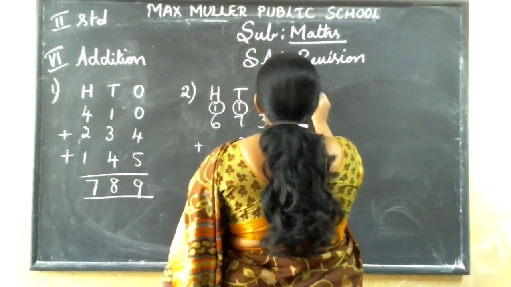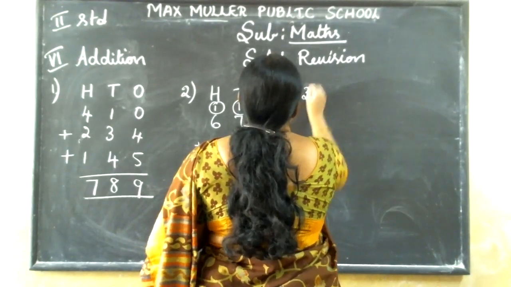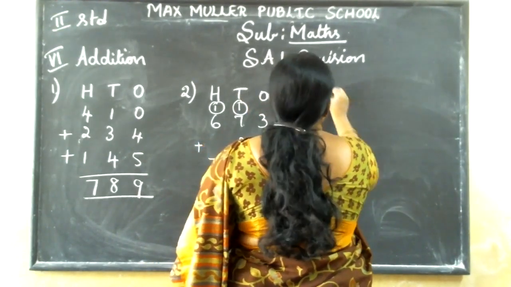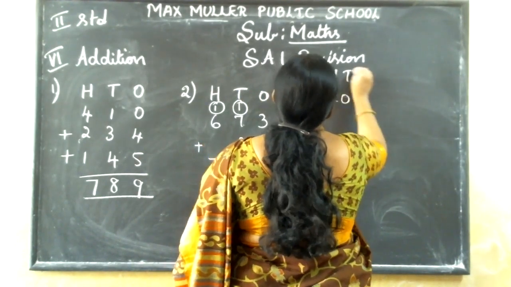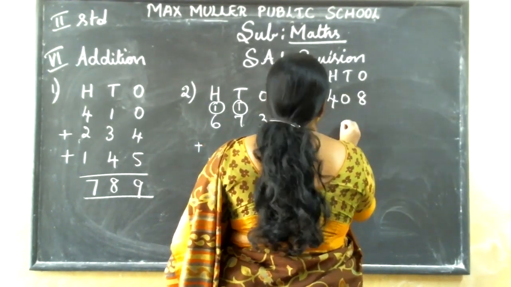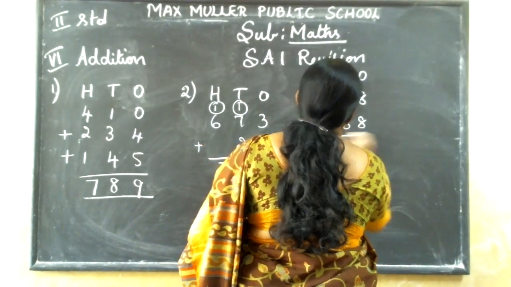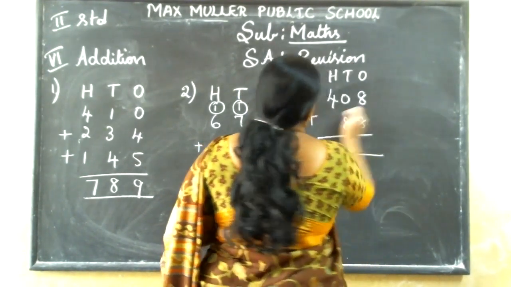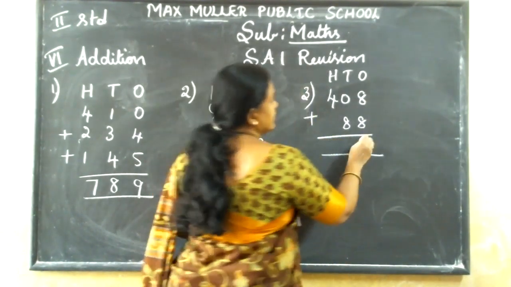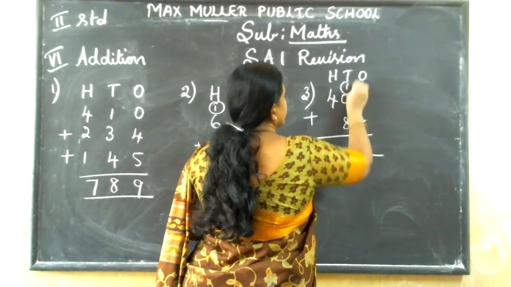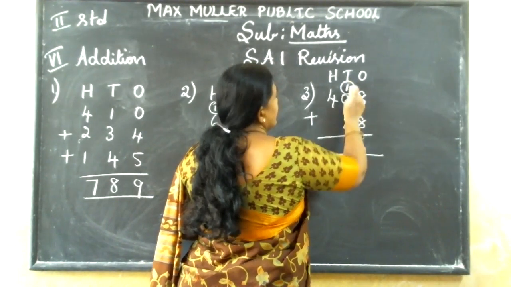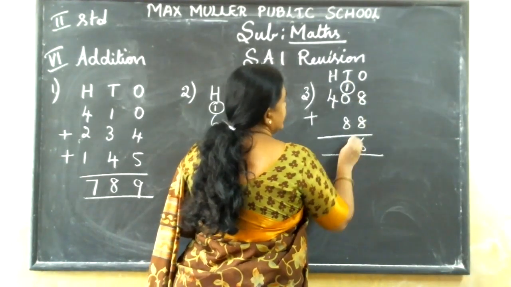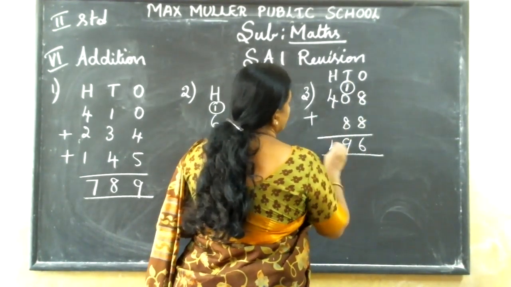Now next third one, 408 plus 88. 8 plus 8, 16. 6 here, 1 you will write here. 1 plus 0, this is 1, children. 1 plus 0, 1. 1 plus 8, 9. 4 as it is you want to write.